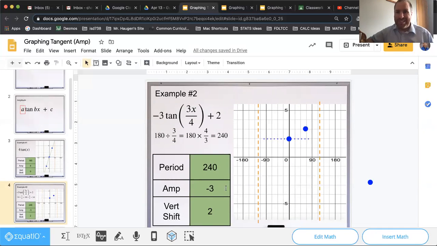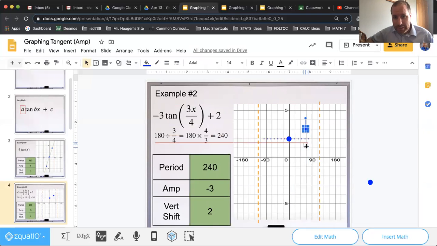But the amplitude is -3. So what I should do is go halfway over, and instead of going up 1, well, 1 times -3 is -3. I should go down 3 in this case. So I go halfway over. I'm actually going to update this and go 1, 2, 3 here. I go halfway over, down 3. And then same here. I'm going to go halfway, but since it's negative, I have to go the opposite direction. 1, 2, 3 on this side, right?